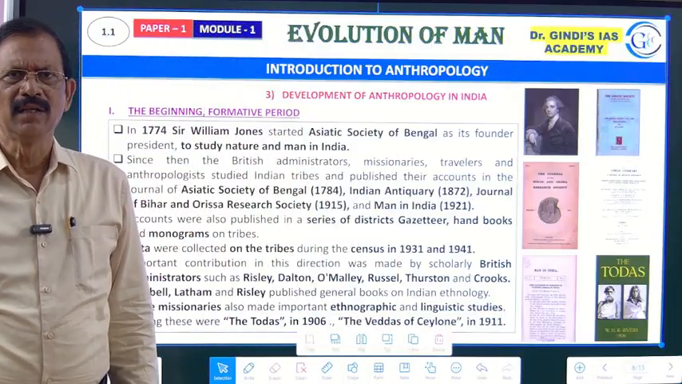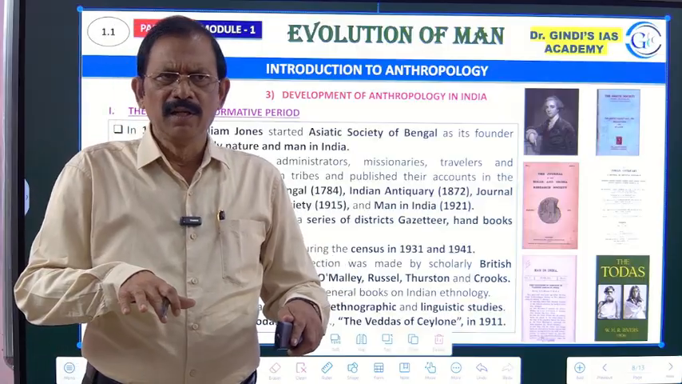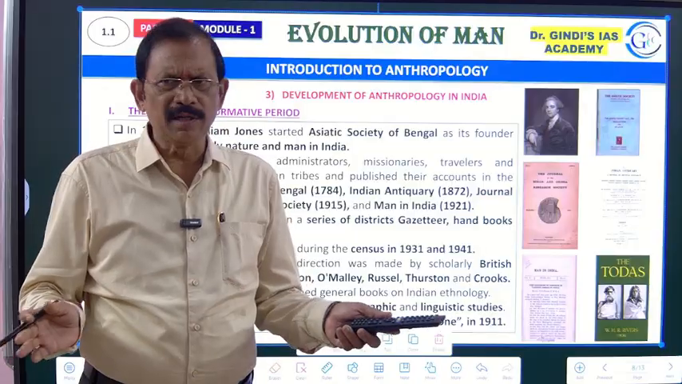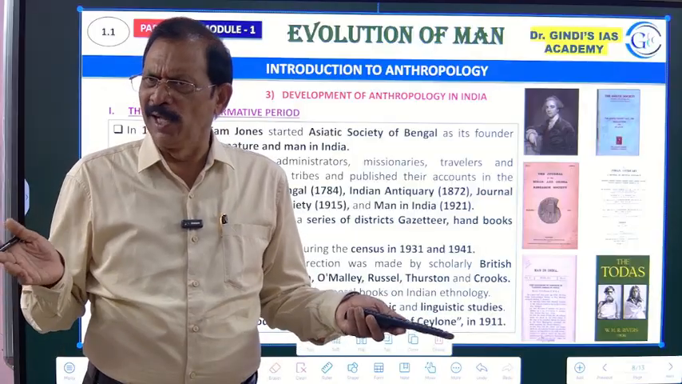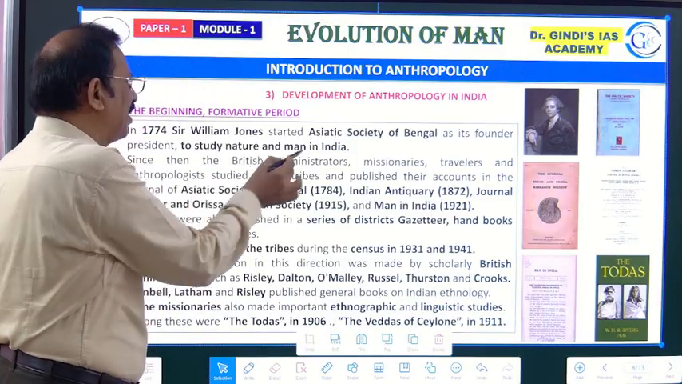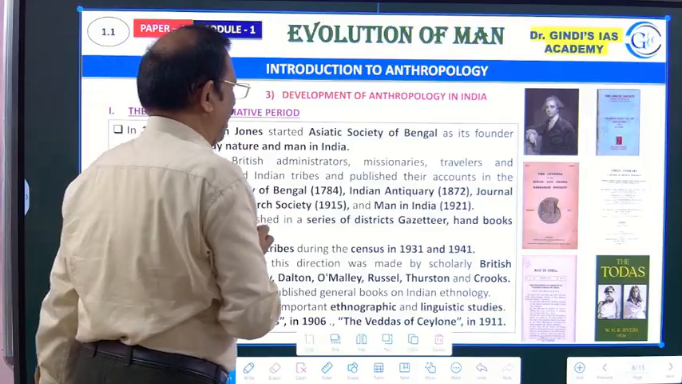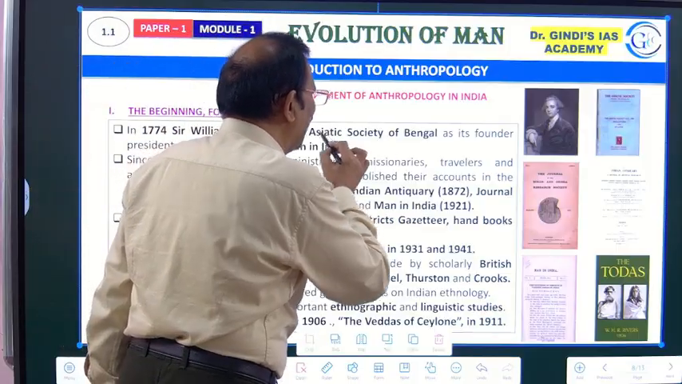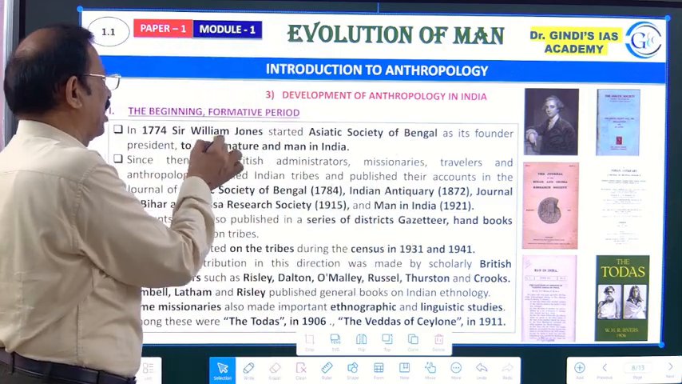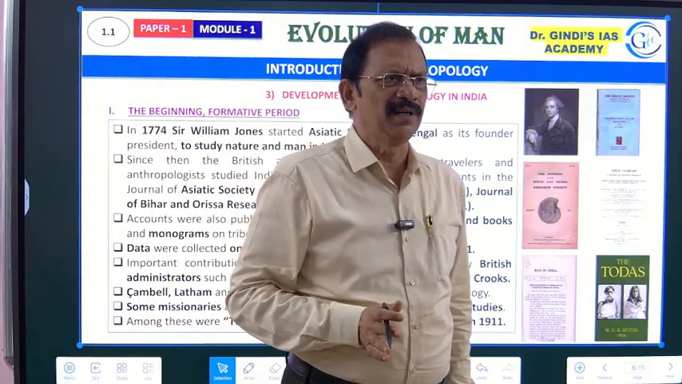Am I right? So for this, there should be some scientific journals, if you want to share the knowledge with your fellow members, your fellow anthropologists. That's why it was the starting point exclusively for the study of nature, exclusively for the study of man in India: the Asiatic Society of Bengal, started by Sir William Jones in 1774. It was the starting point.